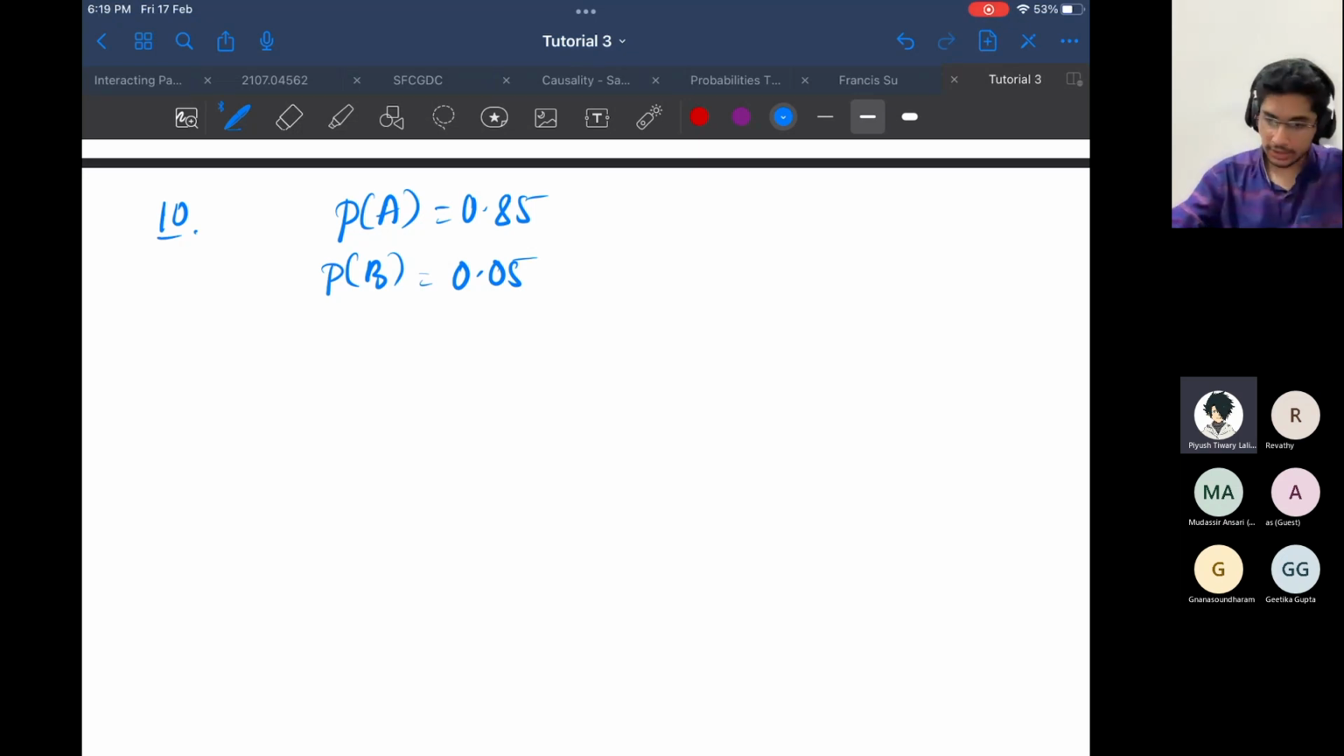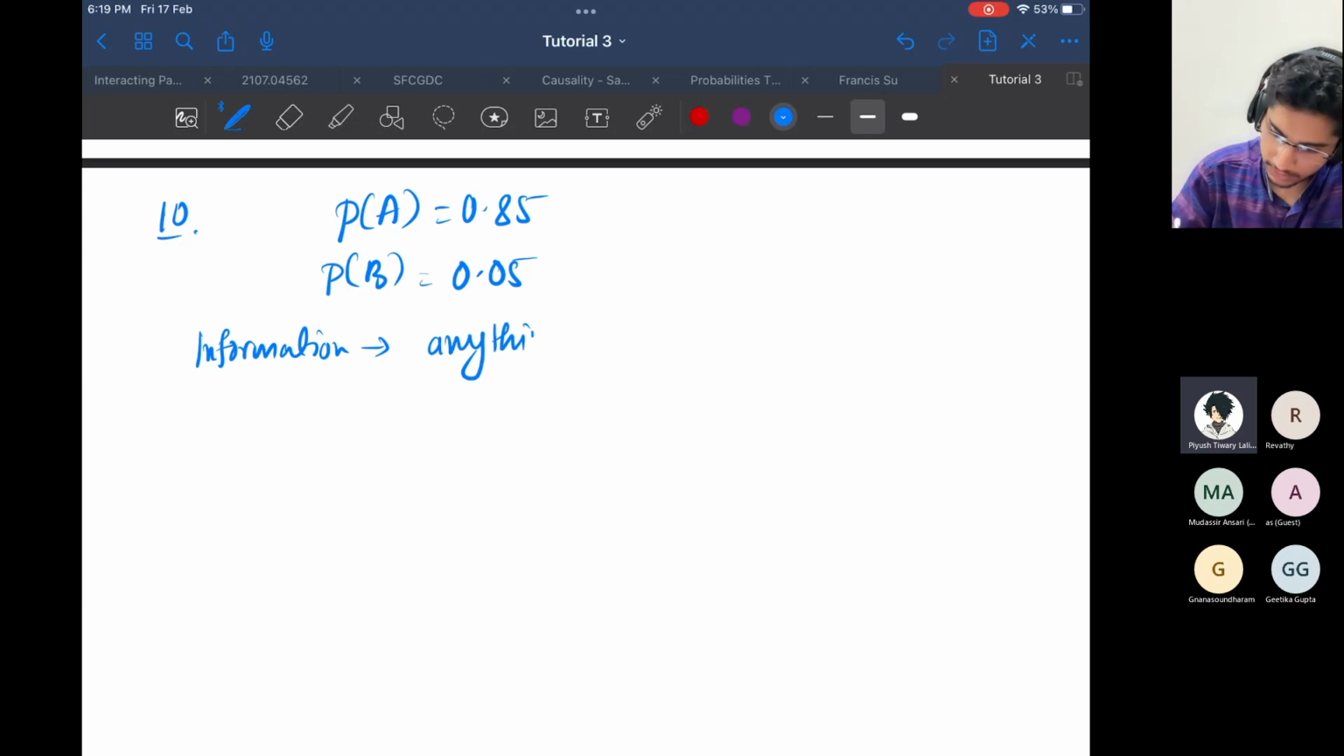But one way to define information is anything. Entropy? Yeah. Would it be entropy? No, so entropy is not a measure of information, right? It is a measure of randomness in the system. Okay. I mean, information is an abstract term. Okay, we don't know what exactly constitutes information.